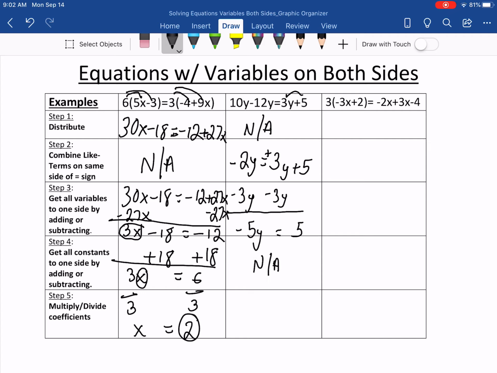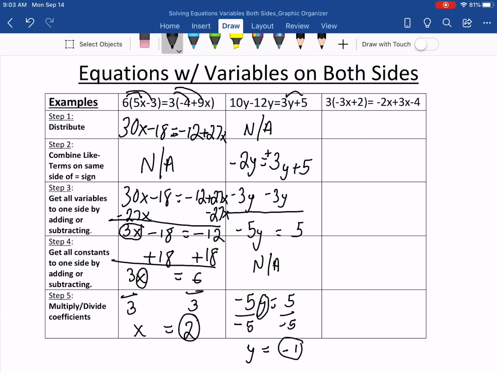Step 5, I'll copy what I had before. Negative 5y equals 5. So I want the y alone. I'm going to divide everything by negative 5, which means y is negative 1.